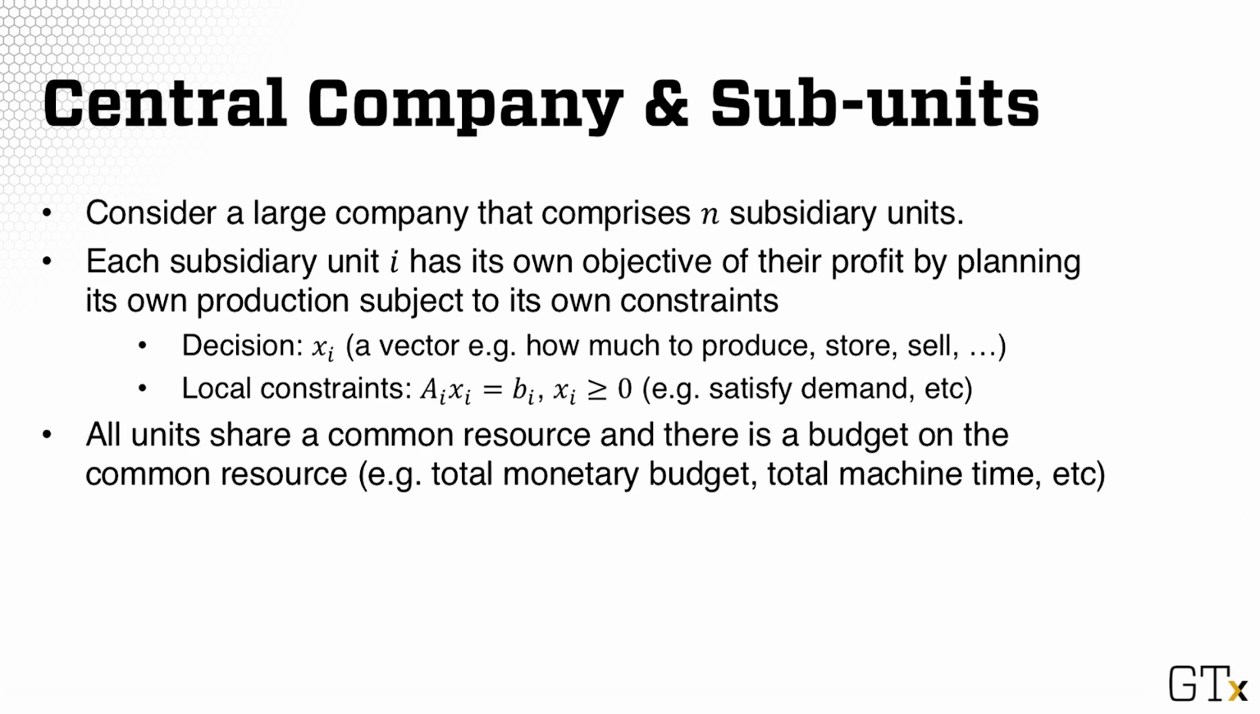And all units share a common resource. So the units are not completely independent of each other. They are constrained by a common resource. For example, this resource can be a monetary budget or total machine time or some other resource that has to be shared by all the units. This monetary budget or other resource constraint is the coupling between the different units. The large company or the holding company can impose certain such constraints.